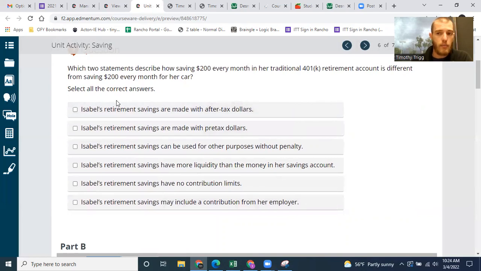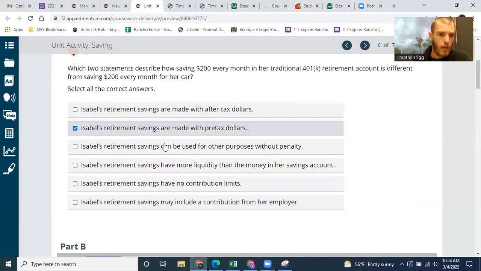So let's see, which of these are true? Isabel's retirement savings are made after tax dollars. No, that's not true. Isabel's retirement savings are made with pre-tax dollars. That's true. When you contribute to a traditional 401k or a traditional retirement account in general, there's that tax benefit up front. They take out the contribution from your pre-tax dollars, your gross income.